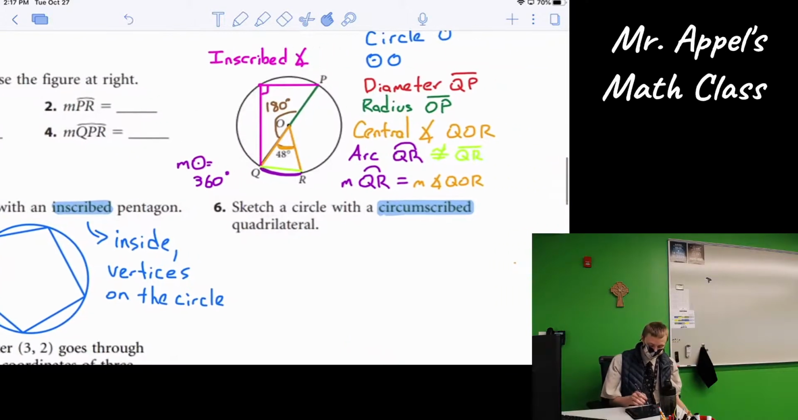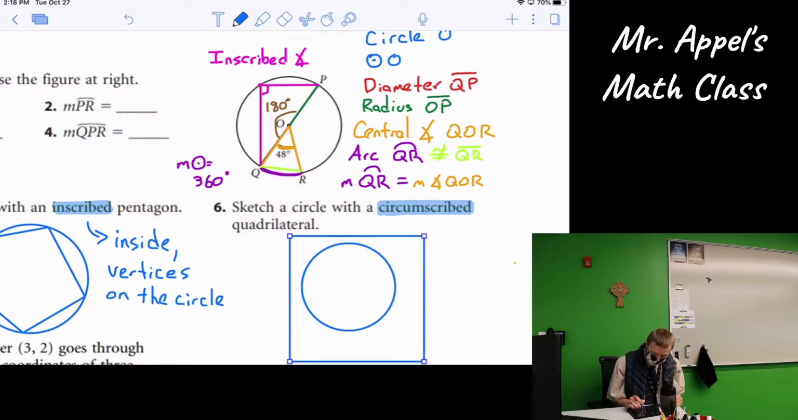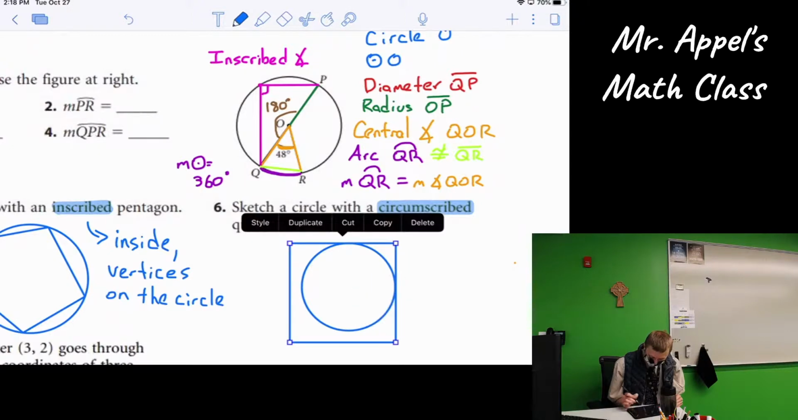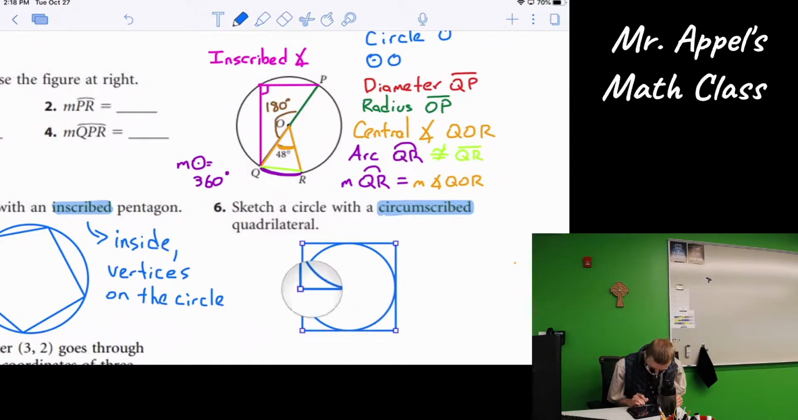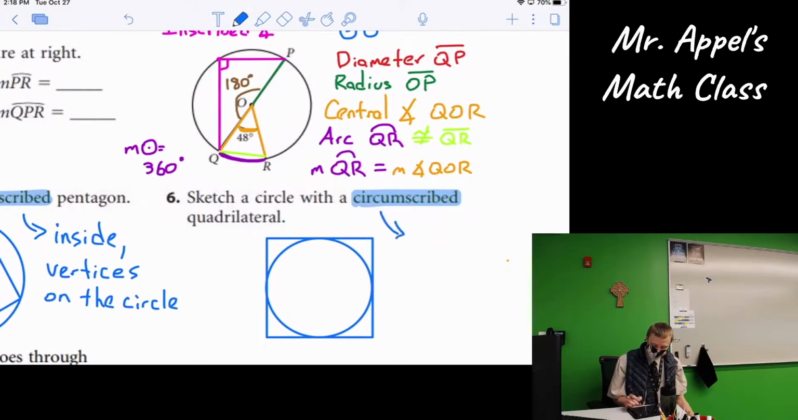And then I bet you could guess it, but a circumscribed quadrilateral, just like circumnavigate means to go all the way around the globe. If you circumnavigate the globe, you've traveled around it. Circumscribed means to be written around. So we still have our circle, except now we have a quadrilateral on the outside of our circle. And not just anywhere on the outside. It needs to still touch the circle, just like our inscribed pentagon did, except we can't get the vertices to touch the circle. This time, the sides are going to touch the circle.